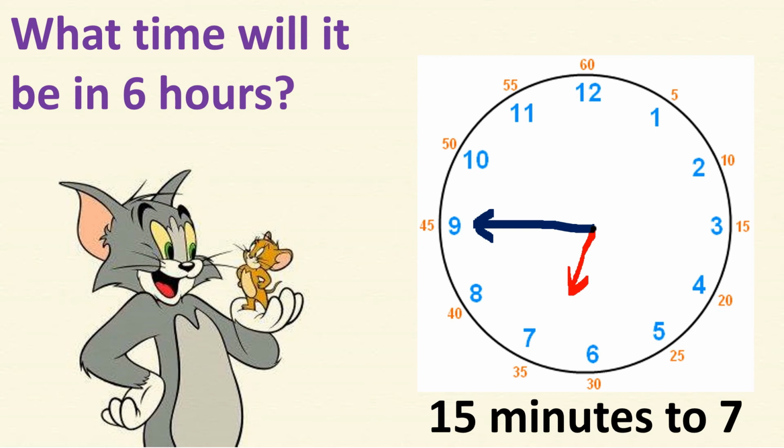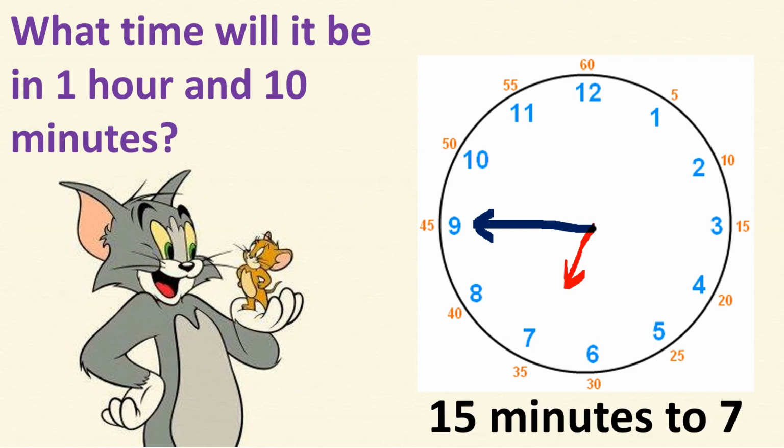First, we have to go to the hour hand and move it 6 hours. So it becomes 15 minutes to 8, 15 minutes to 9, 15 minutes to 10, 15 minutes to 11, 15 minutes to 12, and 15 minutes to 1. So the time it will be in 6 hours is 15 minutes to 1.